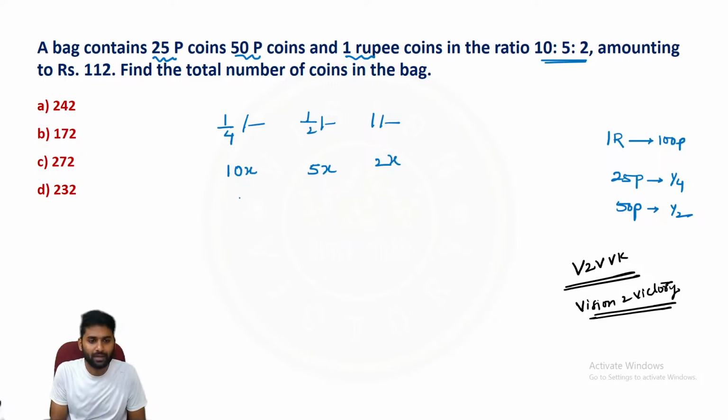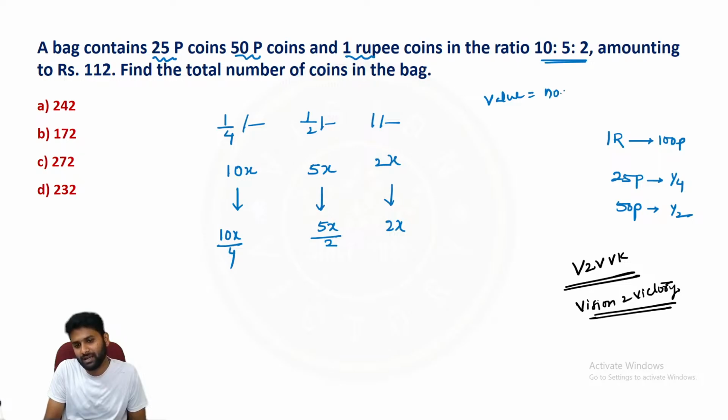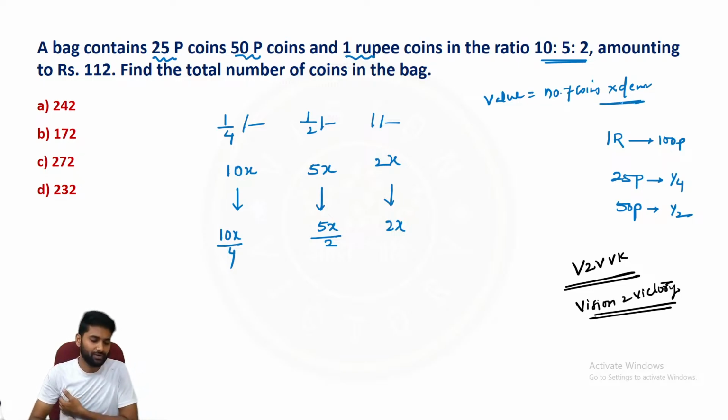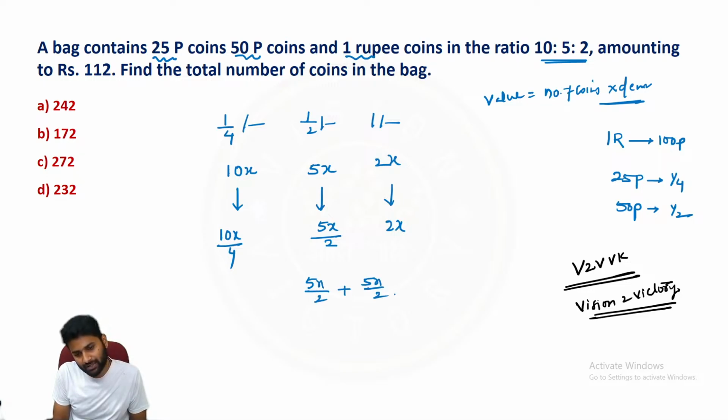Let's take the number. Now see, the total value of 25 paisa coins in the bag is 10x multiplied by 1 by 4, so it's 10x by 4. Value of 50 paisa coins is 5x by 2. Value of 1 rupee coins is 2x. See, value is always the number of coins multiplied with the denomination. Now sum of all these values: 10x by 4 plus 5x by 2 plus 2x, and the total value is 112.